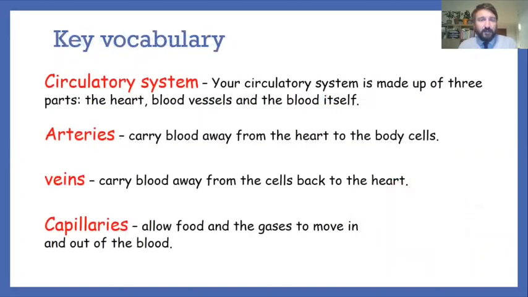So off we go. Key vocabulary for today is circulatory system, arteries, veins, and capillaries. It says here your circulatory system is made up of 3 parts: the heart, blood vessels, and blood itself. Arteries carry blood away from the heart to the body cells. Veins carry blood away from the cells back to the heart. And then the capillaries allow food and the gases to move in and out of the blood. That's some of the key vocabulary that you'll need today.